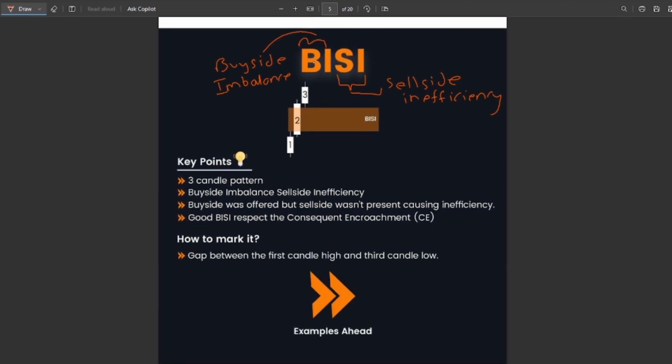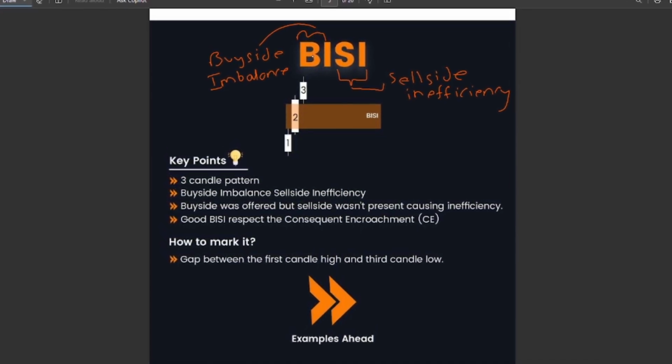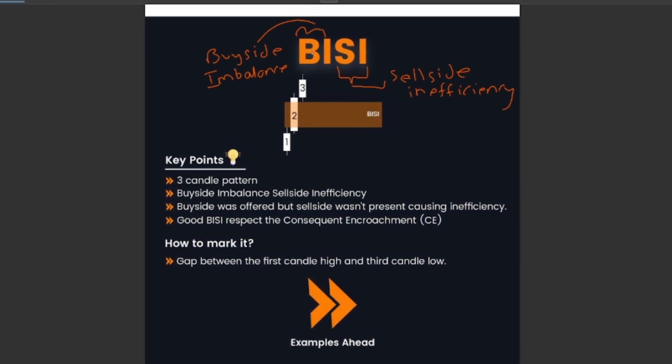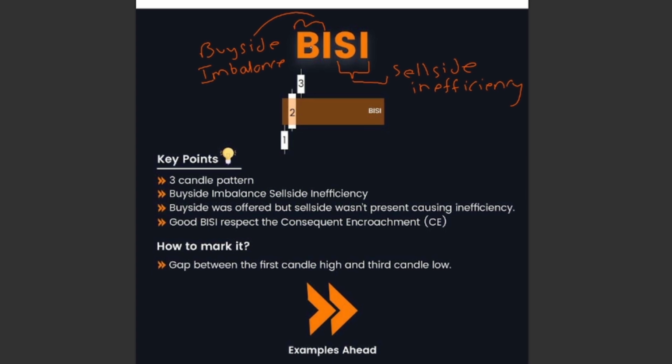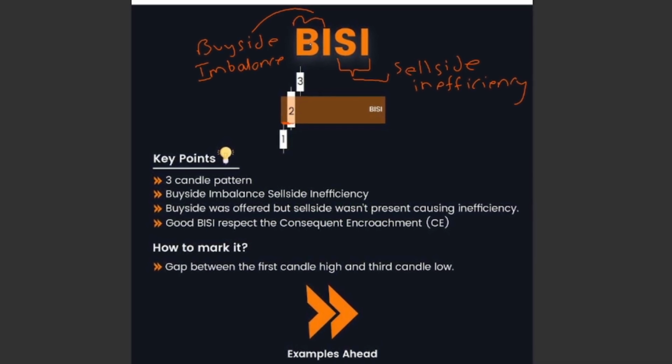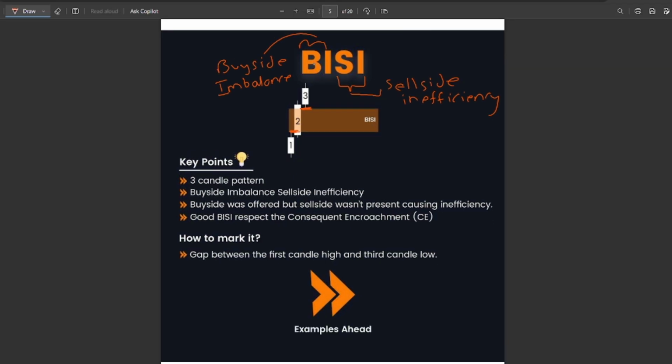Our first type of fair value gap is a bullish fair value gap, and we term it BISI, Buyside Imbalance and Sellside Inefficiency. It is a 3 candle pattern, and as you have read in the previous slides, to mark a bullish fair value gap, we take the first candle high and the third candle low. So we have marked this fair value gap as shown below.